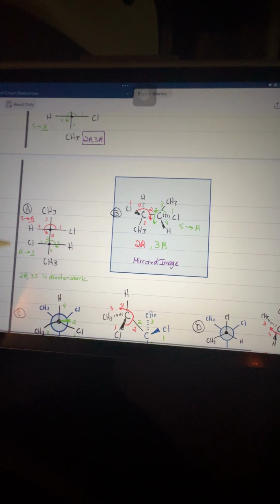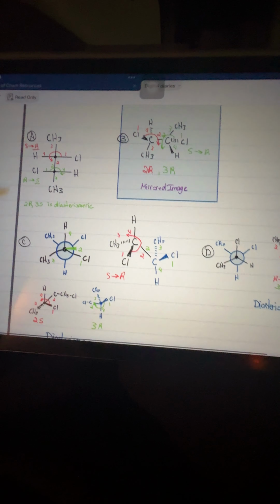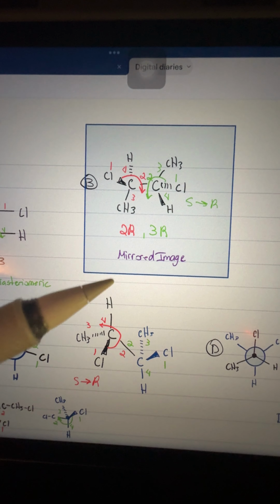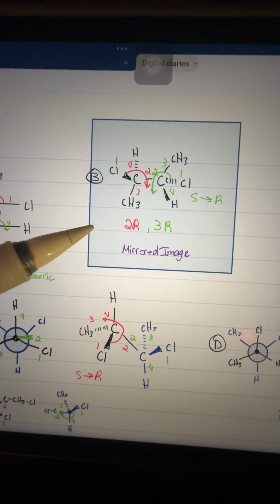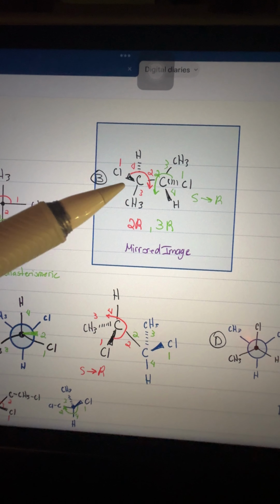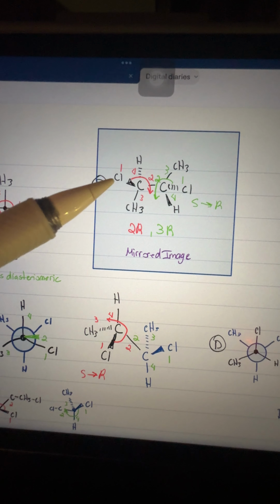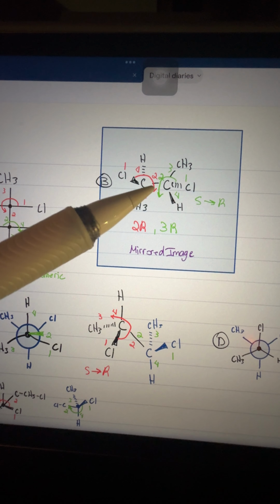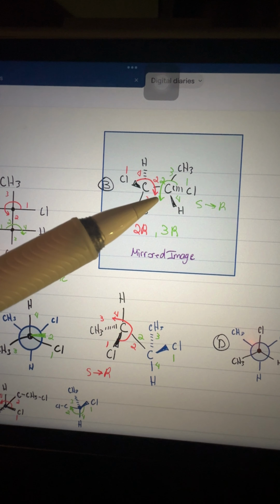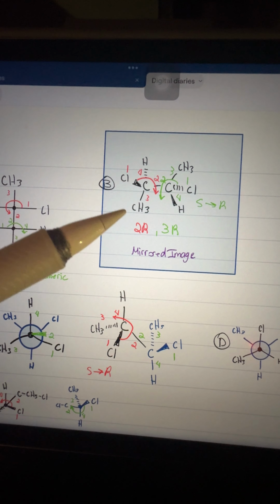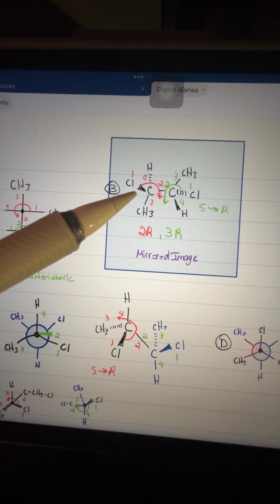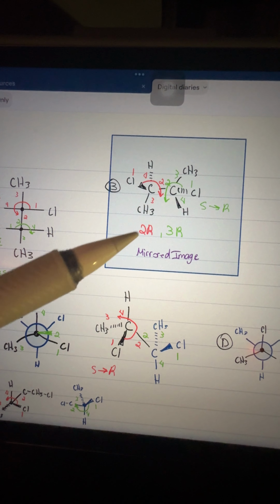And my answer for that was B. B is a mirrored image. As you can see, it goes 2R. The highest priority atom is chlorine. Second is the 3rd carbon attached to it. 3rd is the methyl and 4th hydrogen. It's going clockwise, so it's R.